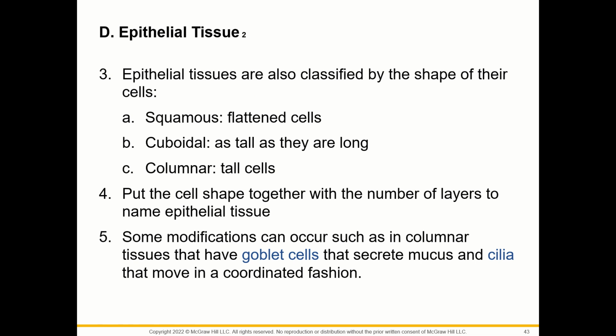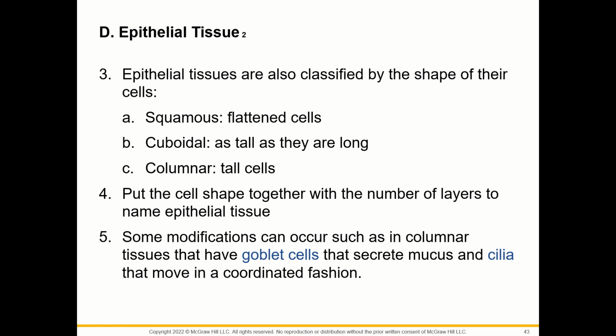Epithelial tissues are also classified by the shape of their cells. If they're squamous, they are flattened cells. If they're cuboidal, they're as tall as they are long. If they're columnar, they are tall cells. When you put the cell shape together with the number of layers, this is how you name the epithelial tissue. A good example would be simple squamous epithelium.